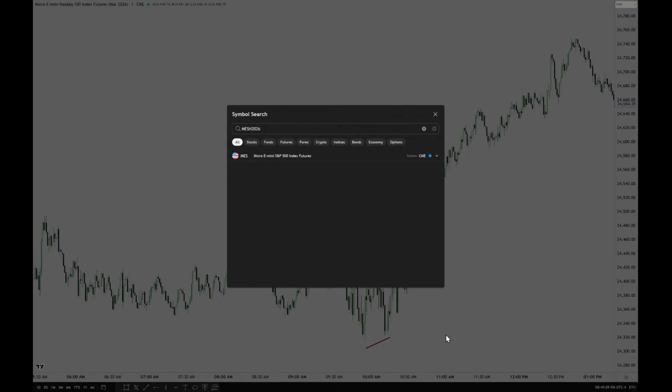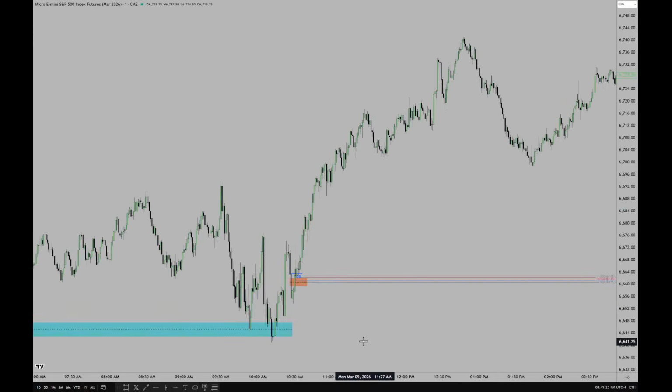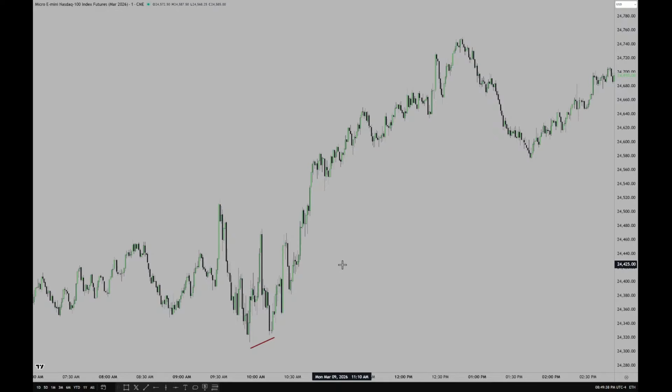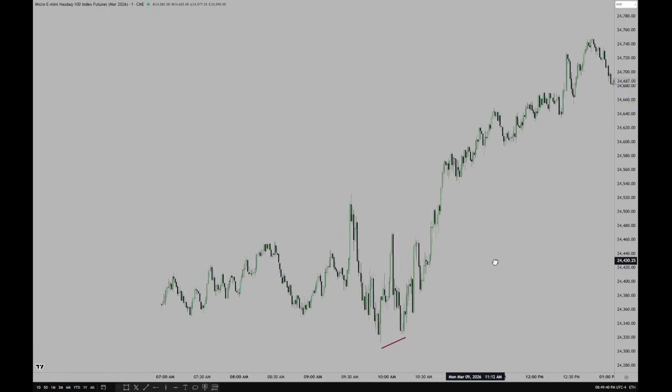But now if I look at it through the micro E-mini S&P, same thing. We're comparing the low at 10 o'clock to 10:15. Watch what happens. We have a higher low relative to that low here on the NASDAQ. And then we have a lower low here on the E-mini S&P. See that? So that's SMT divergence. And let me go back to the NASDAQ. We'll look at the E-mini S&P in a moment.